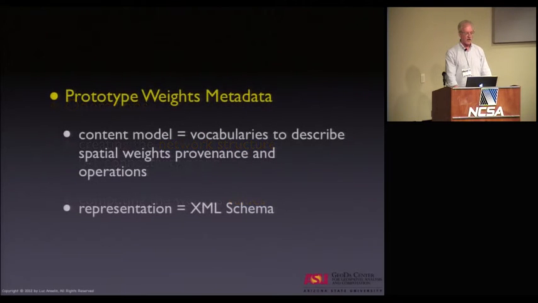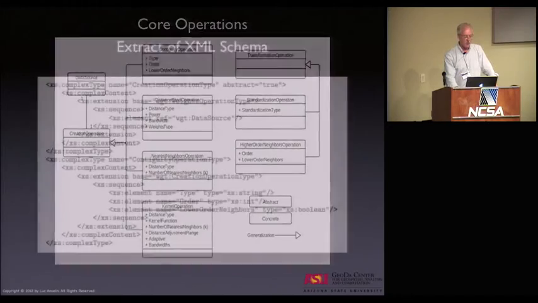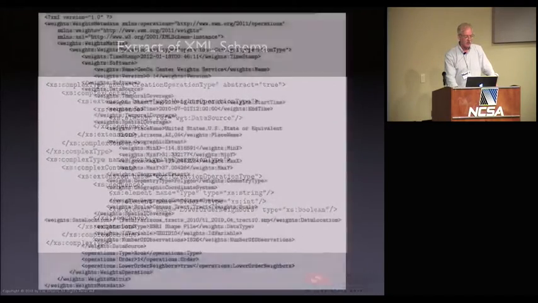So we have a prototype of a content model. We have a taxonomy of weights and weights functions and weights operations, and this is all very descriptive so far. So we have the operations, we have the schema.